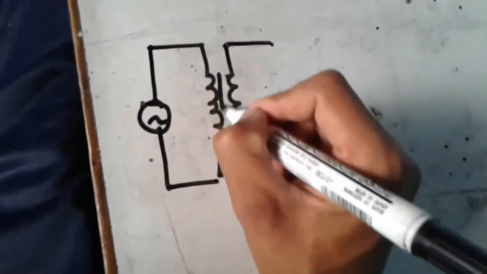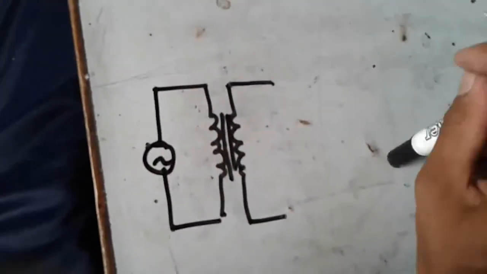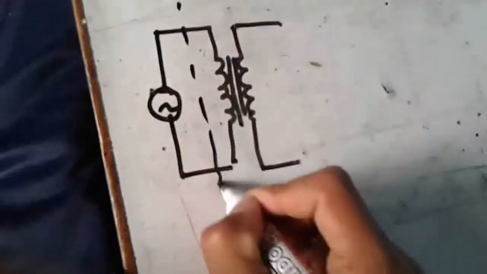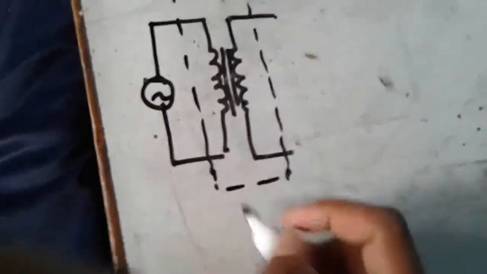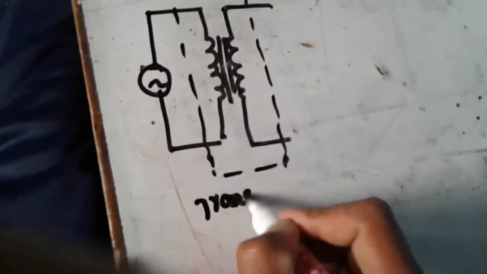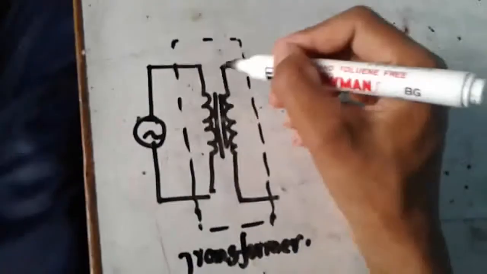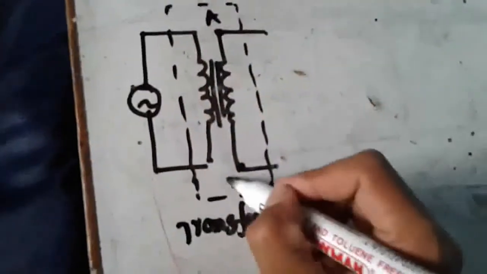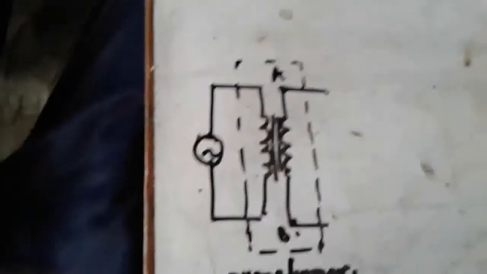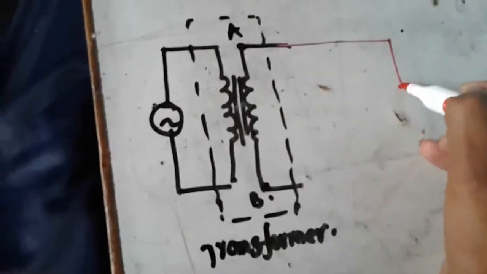Okay, this one is a transformer symbol, this one is a transformer. Now here this one is the A terminal, say this one is the B terminal. Now it will travel to a Wheatstone bridge circuit of diodes.